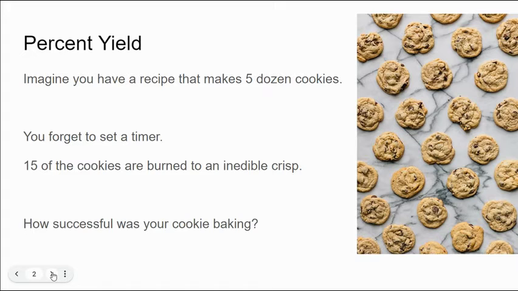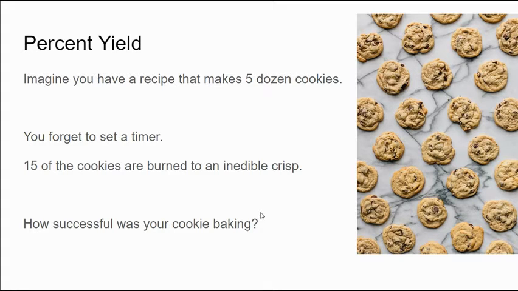Imagine you have a recipe that makes 5 dozen cookies. Oh, remember dozen, that's like a mole. Mole is the chemist's dozen. So if I have 5 dozen cookies, you forget to set a timer. 15 of the cookies are burned to an inedible, you can't eat it, crisp. How successful was your cookie baking? Kind of successful? Very successful?